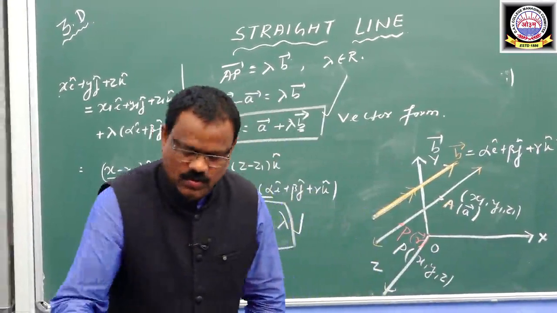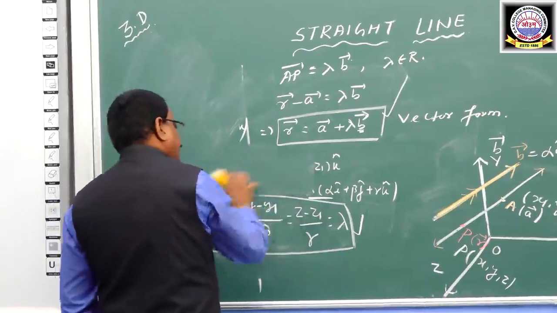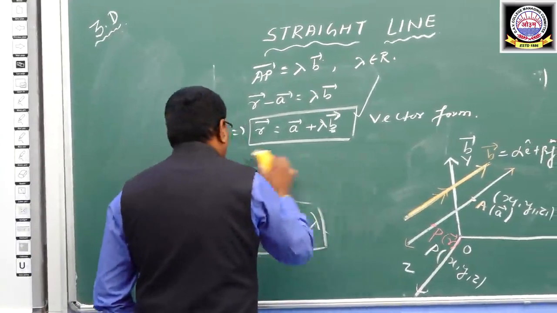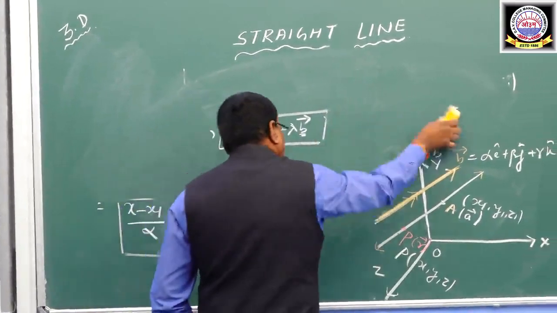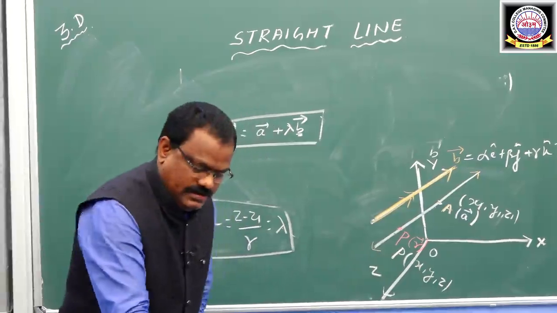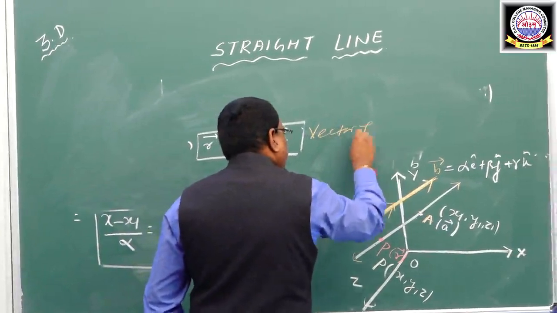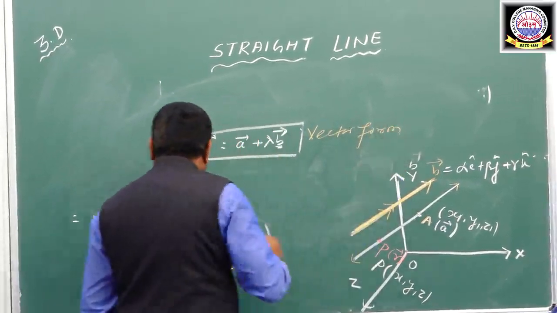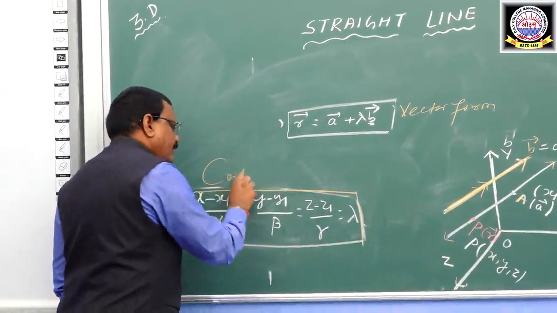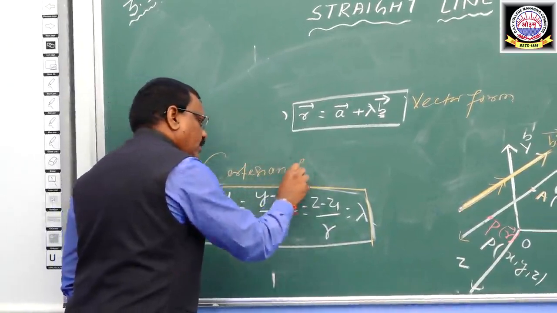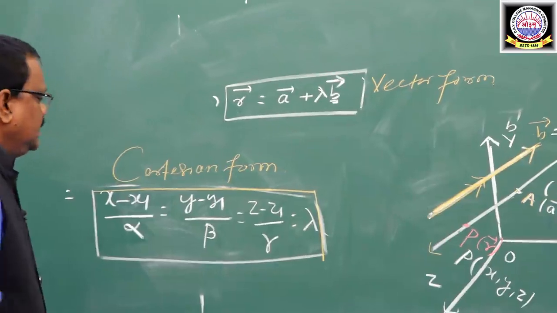So now we will analyze what is what. I am writing in shortcut, only keeping those things. So what is required for us? Once again, this is the vector form and this is your Cartesian form. Now we will analyze a little what is what.